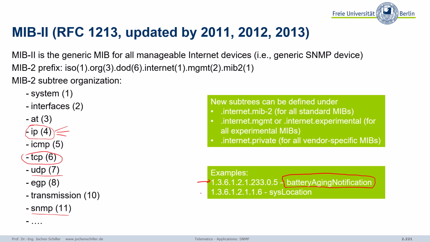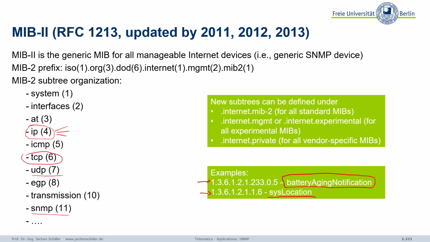Or if you want to know where a device is, you ask for 1.3 and so on, and then you get the system location. And again, the SMI describes how this looks. I mean, this is most likely a string, a read-only string, etc., telling you where a system is. Oh, that's first floor, room 200, whatever.